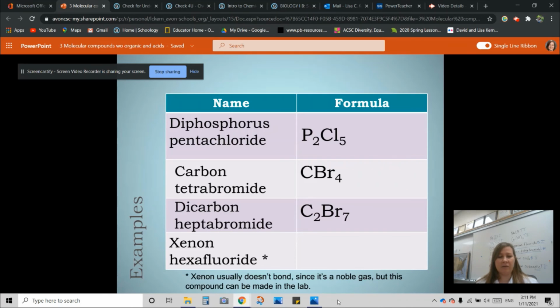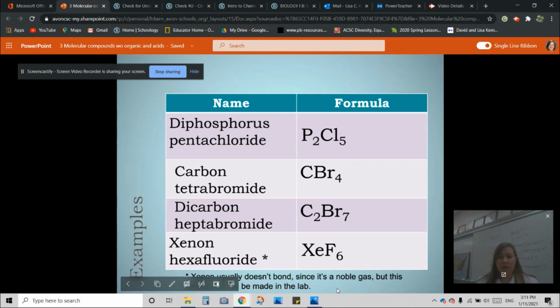And then we're going to have xenon hexafluoride. Now, xenon is a noble gas. It doesn't normally bond with anything, but we actually can force it to bond with fluorine in the lab. We do that sometimes. So xenon hexafluoride is going to be Xe. Now, since there's no prefix, that means there's just one of them. And then fluorine is F, and then hexa means 6. So XeF6, and that's xenon hexafluoride.